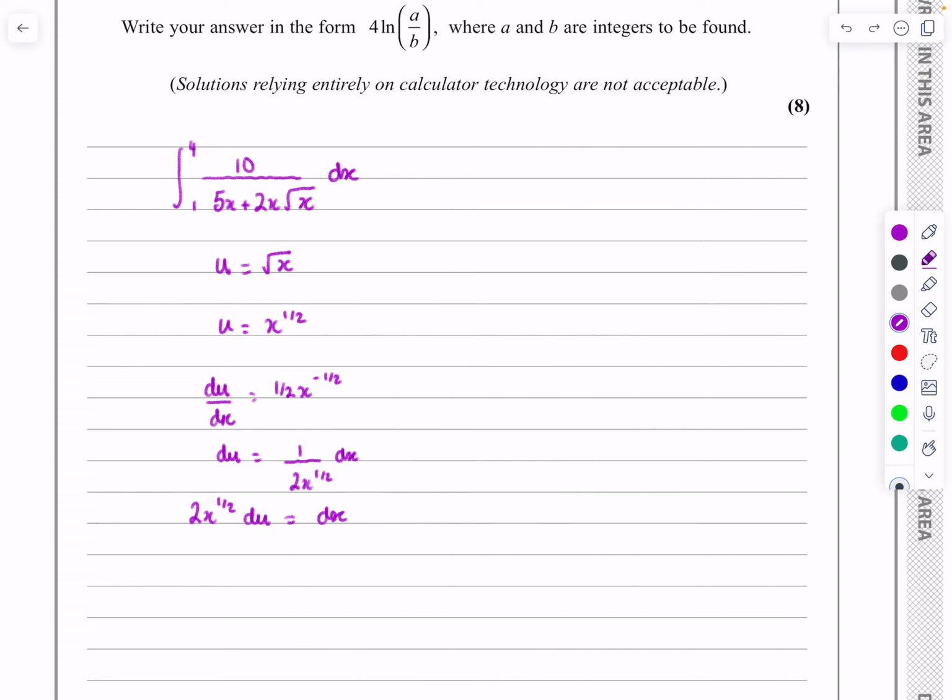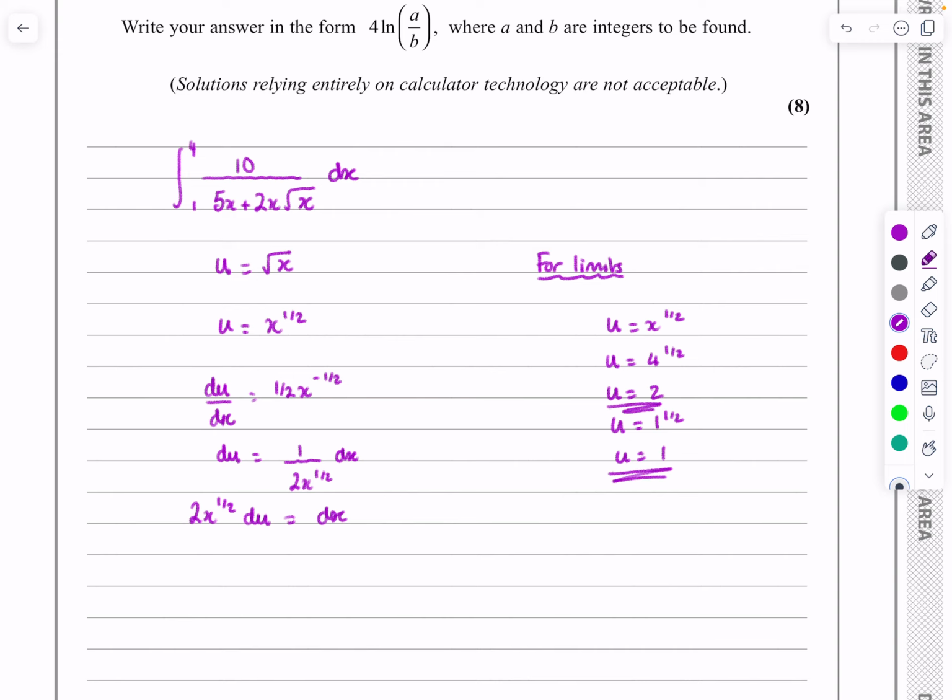The other thing I do, if we've got limits, I tend to do this here as well. For my limits, this is nice and straightforward and get marks for it, so I always tend to jump straight into this. We've got that u equals x to the half, so we've got that u equals 4 to the half is going to give me u equals 2, and u equals 1 to the half is going to give me u equals 1. So I've now got my two limits there.